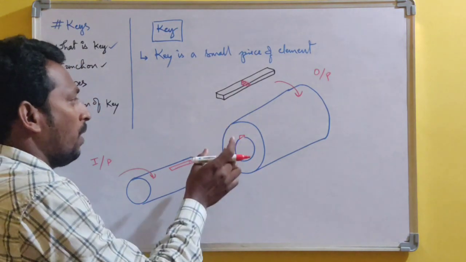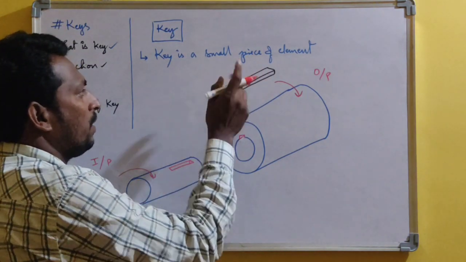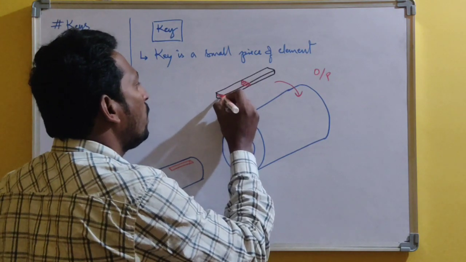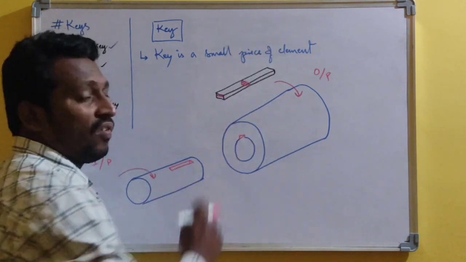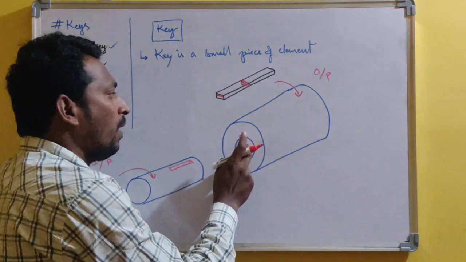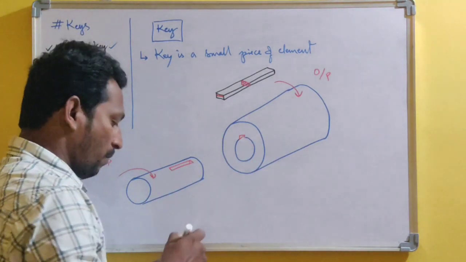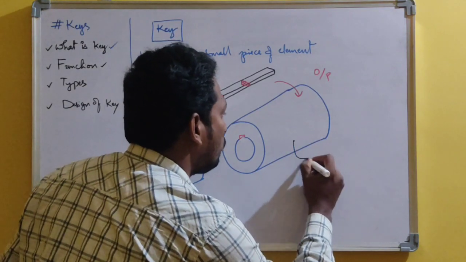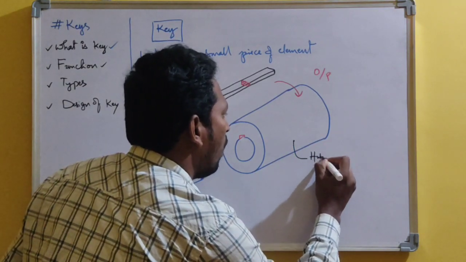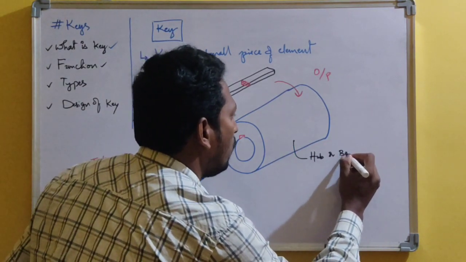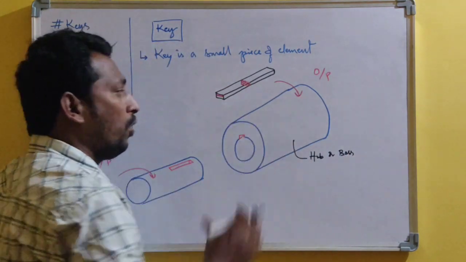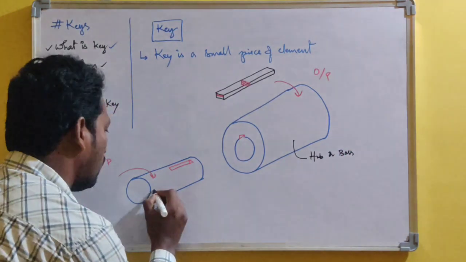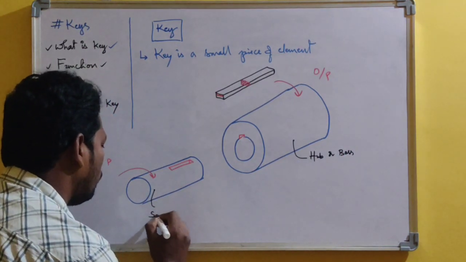Why? Because here we have a key, right? So half of the portion, the top side, will be inserted into the hub. This is called the hub. I will show it here. This is the hub, also called hub or boss. This entire hollow tube or hollow shaft is called the hub or boss, and this one is the solid shaft.